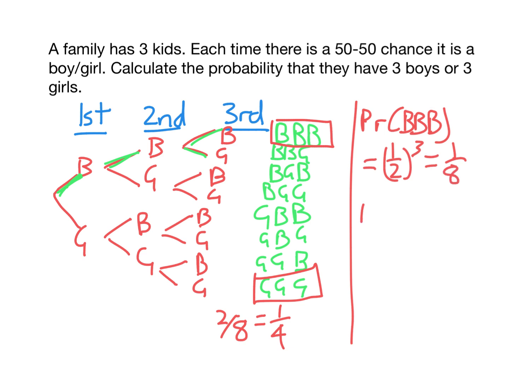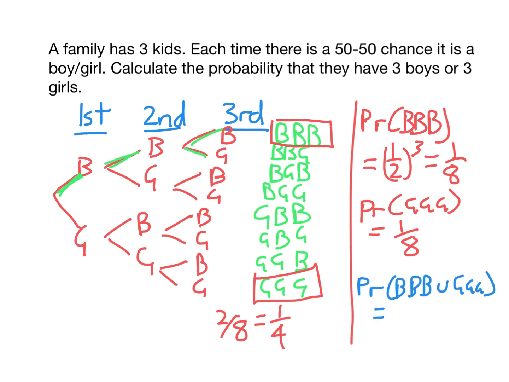It also means the probability of getting girl, girl, girl is a half times a half times a half, which is 1/8. So the probability of this or this, remember, and basically means you add. So the probability of either of these is just these two added. These two are mutually exclusive. You can't have 3 boys and 3 girls if you only have 3 kids. So the required probability is 1/8 plus 1/8. I got the same answer either time.